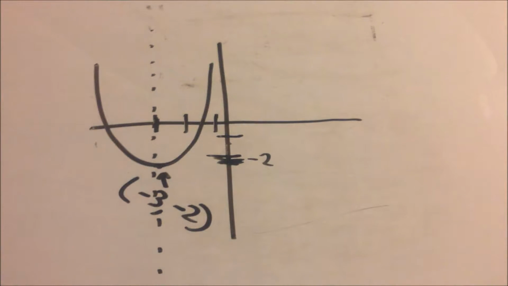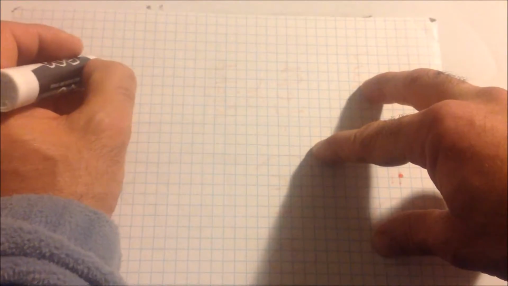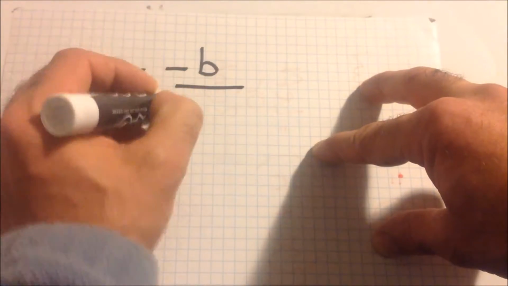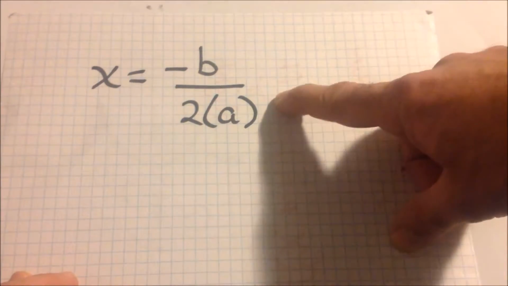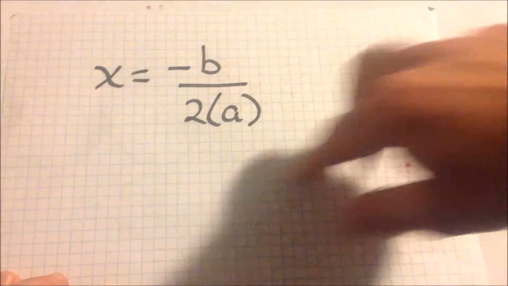So what we're going to do, we can get the axis of symmetry by this formula. So the formula for the axis of symmetry, we'll call it x, is going to be -b over 2 times a. That's the formula. And that's something you should memorize. It's not hard to memorize.